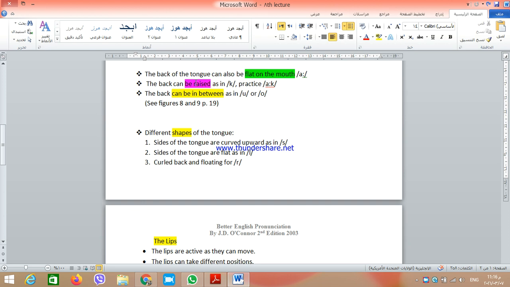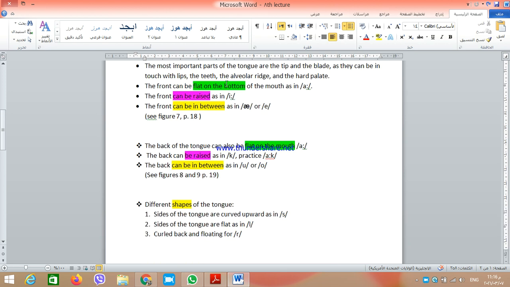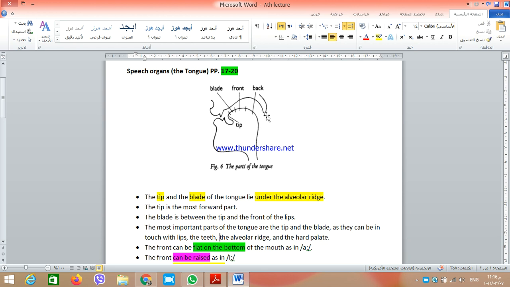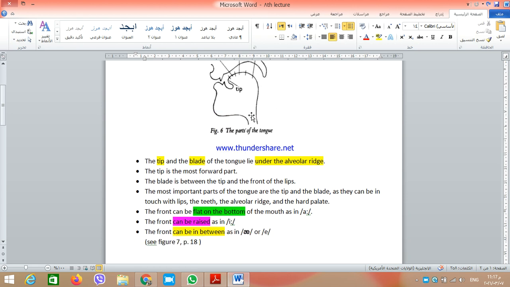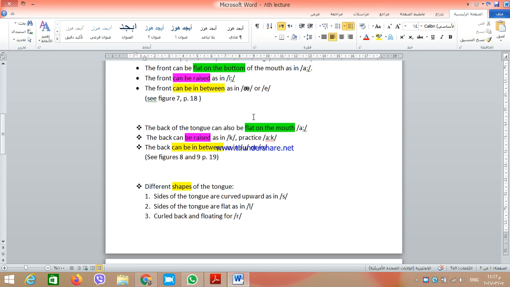When the back of the tongue is raised, we can get sounds like k, ak. You can try saying this sound, ak. You can feel that the back of the tongue is raised inside the mouth and it is in touch with the soft palate. Don't forget that the back of the tongue is under the soft palate. So when this part is raised, it will definitely be in touch with the soft palate. This is the case when we have the k sound, ak.